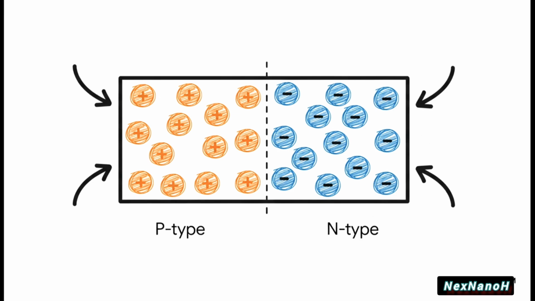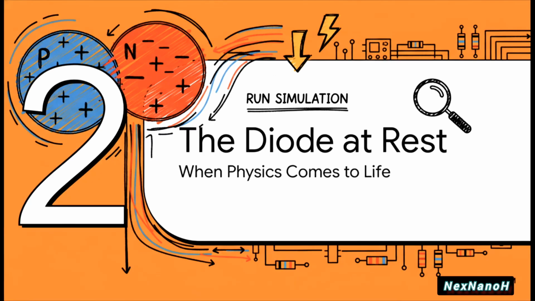So in our simulation, we basically split our tiny silicon block in half. On one side, we apply what's called p-type doping, which creates an abundance of positive charge carriers. Just think of these as empty parking spots for electrons. We call them holes. On the other side, we use n-type doping, and that creates an excess of free-floating negative electrons. So now, our once uniform block of silicon has 2 very, very different halves. Okay, our virtual diode is officially assembled. So now let's see what happens when it's just at rest.